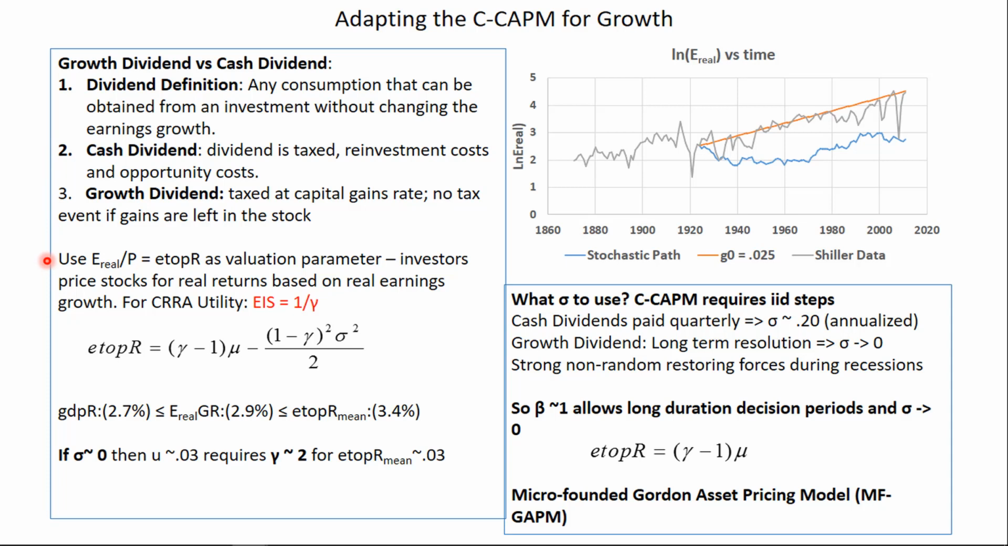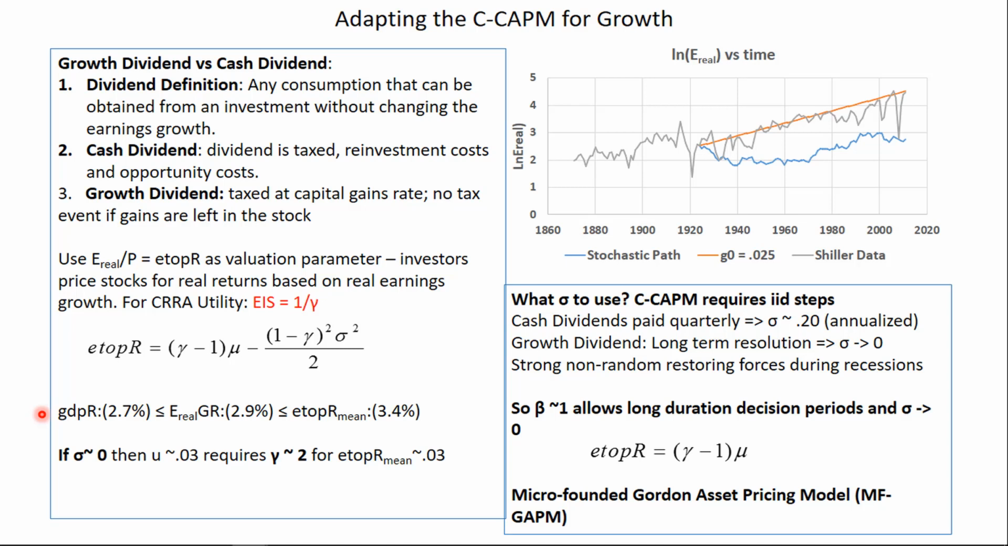So I'm just simply going to use the real earnings yield, which I've defined previously as E to PR, as the valuation parameter. The investors in this model price stocks for real returns based on real earnings. And I just repeat the definition of the utility here, noting that 1 over gamma is the elasticity of intertemporal substitution. And I also note, again, going back to the second slide, the numbers here, that the mean earnings yield, the E to PR, is about 3.4%.